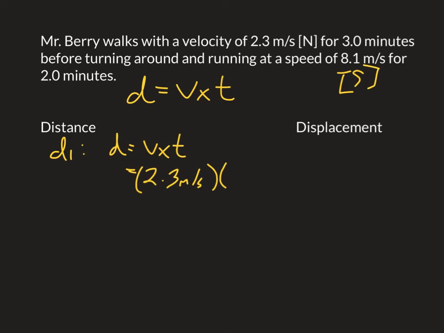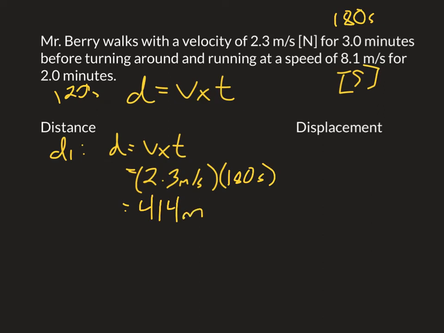I hope you guys can figure out 3 minutes would be equal to 180 seconds. 2 minutes would be 120 seconds. All right. If you're not sure how I got that, please just ask me in our conversation on Tuesday. So we're going to go 2.3 meters per second times 180 seconds. When I do that, my first distance that I traveled is going to end up being 414 meters.